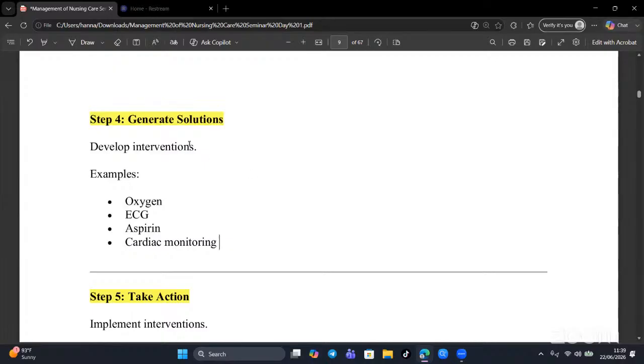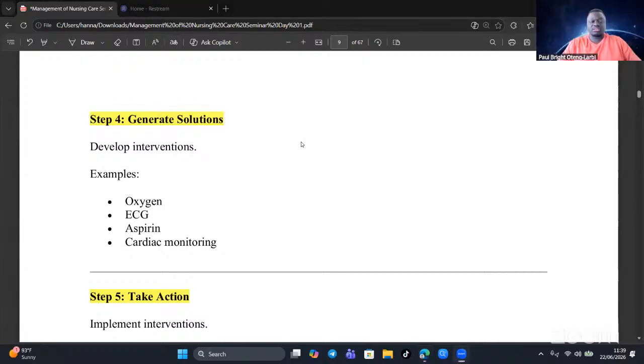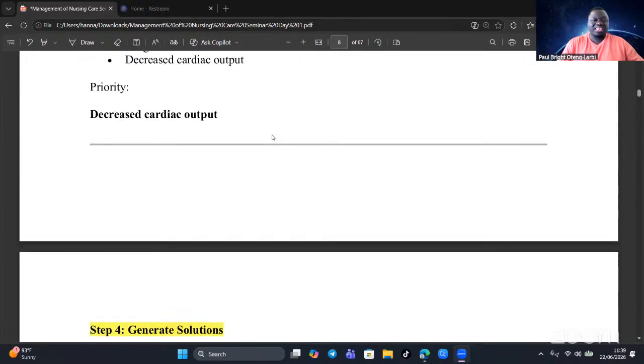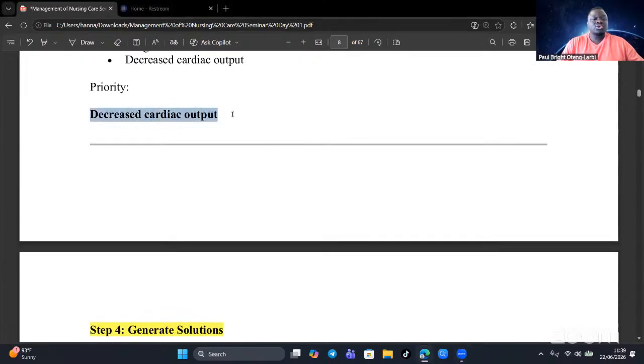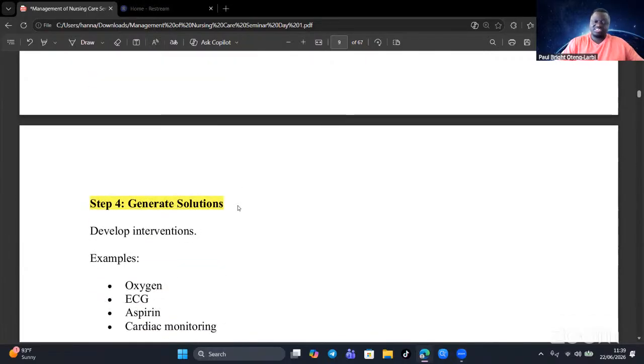solution. You develop an intervention. That is why we say it is the nurse manager who is supposed to do all this. You develop interventions. So what am I going to do? I have identified this problem as my priority. What interventions can I make around this priority?